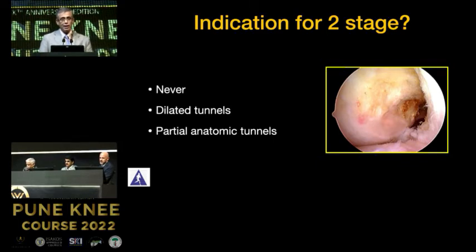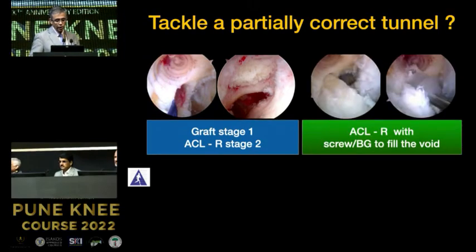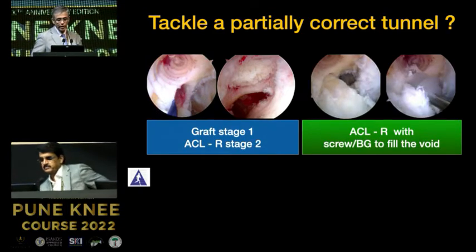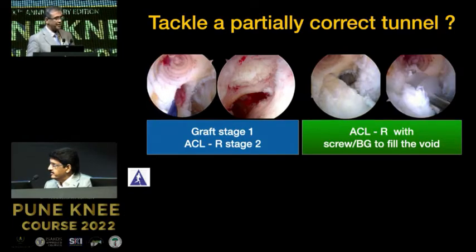So if you have a tunnel which is partially correct, question to you, Arumugam: what do you do? Do you do a two-stage procedure, or do you fill that hole with a screw or a bone graft and do a single stage? Luckily I do more of BTB, so I can take a bigger BTB. Let's say the tunnel dilatation is partially incorrect, and the previous tunnel is about 10 millimeters. So what are you going to do now?